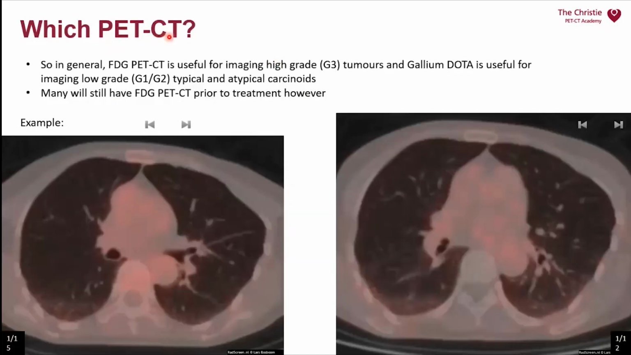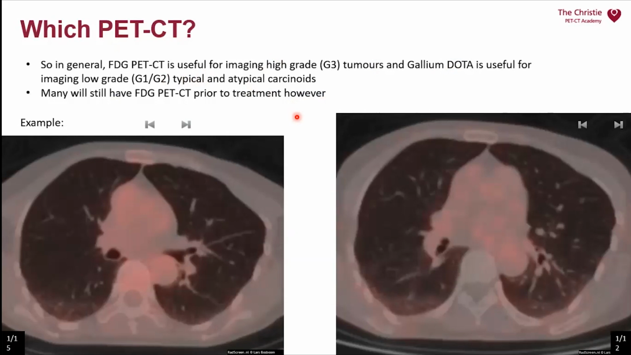So which PET should each patient have? Well, as I've said, in general, we use FDG for the higher grade tumors and gallium PET CT for the lower grade tumors. That isn't to say that if you have a low grade tumor, you would not receive an FDG PET, however, because FDG PET is used very widely in the diagnosis of lung cancers.